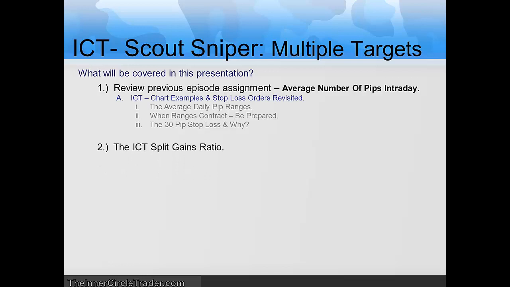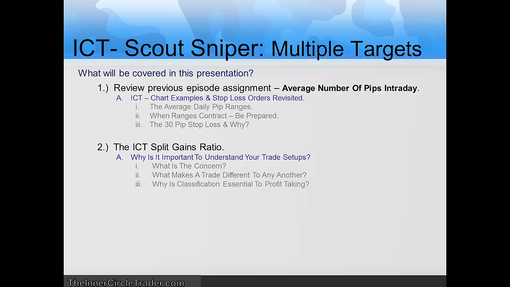We're going to be looking at the ICT split gains ratio. Why is it important to understand your trade setups? What is the concern? What makes a trade different to any other? Why is classification essential to profit taking? And the ICT split ratio is explained.